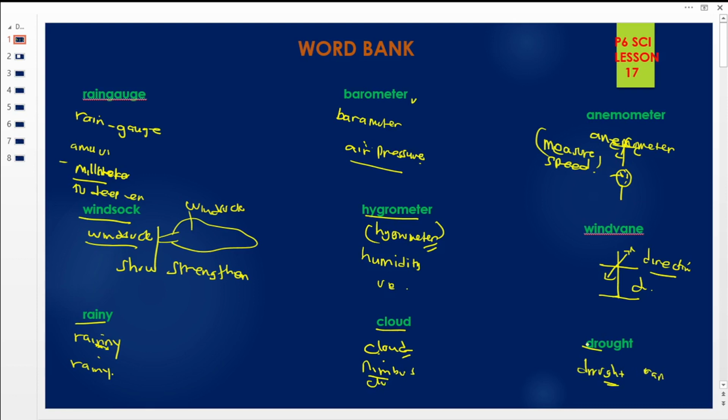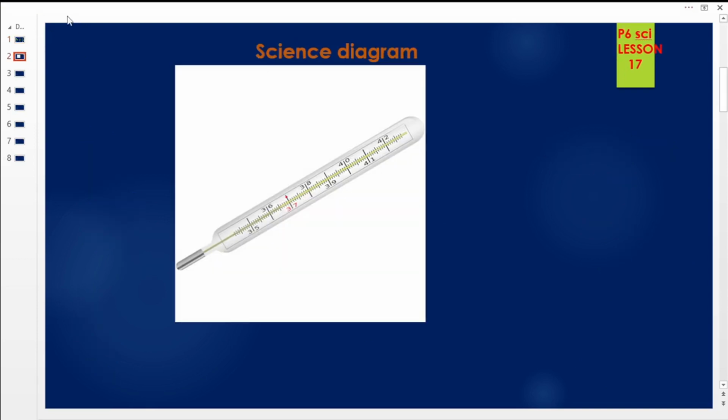Alright, you write those words there and practice how to spell them, and how useful these weather instruments are at the weather station. From there, let us take our science diagram. Our science diagram today, we are going to look at an instrument also, and this instrument here is a thermometer. What do you know about thermometers?